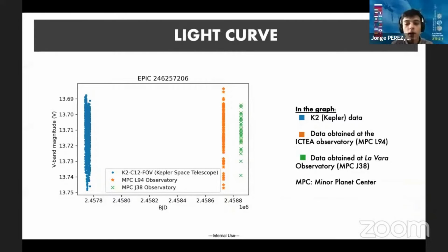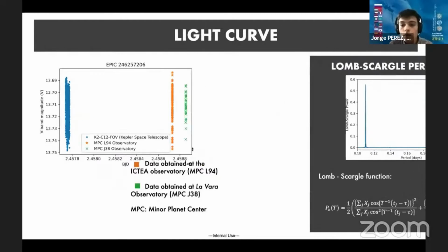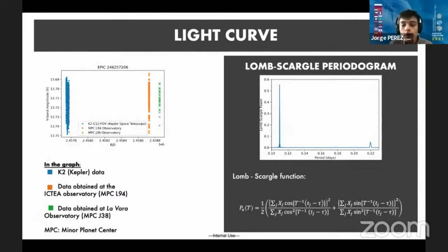Having all this data, the K2 data, the data from the ICTA observatory, and the data that Faustino Garcia, an astronomer from the Omega Astronomical Society, provided, I could obtain the light curve. And using a mathematical tool called the Lomb-Scargle periodogram, I looked for periodic signals in our data. I obtained this graph, which shows, for every possible period, how powerful that signal is. We can see that there are two peaks.